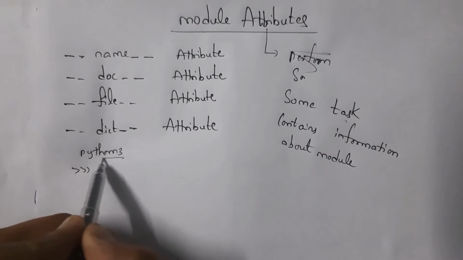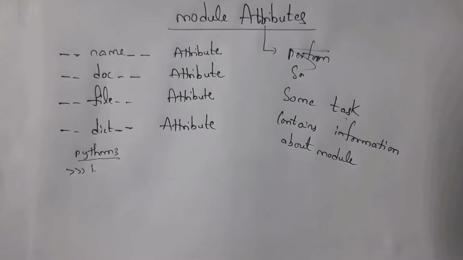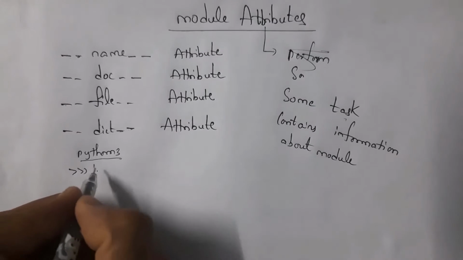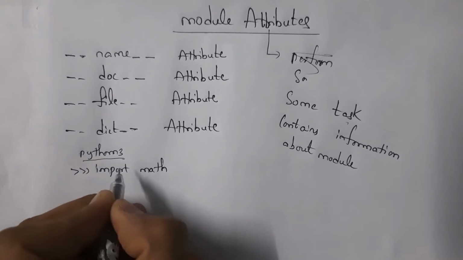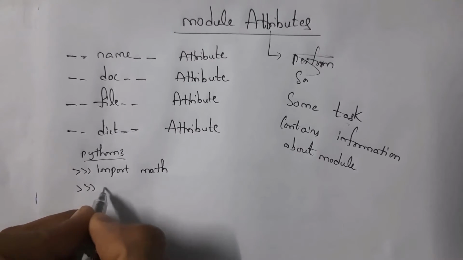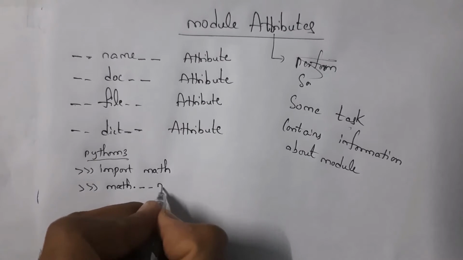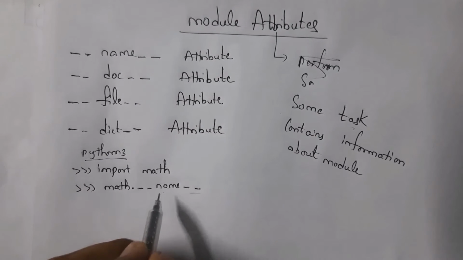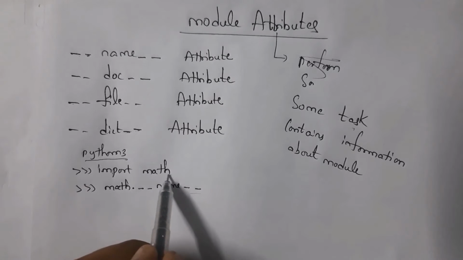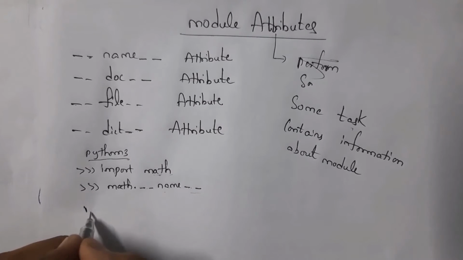So at first open command prompt and open Python. Now I am importing the math module, so just write here import math. Whenever you write import math, it will import the math module. Next I am writing math dot underscore underscore name underscore underscore. This name attribute returns the name of the module. What is the module name? That is math. So you'll get output math.